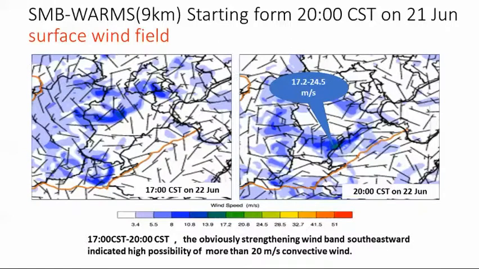Let's see more details in the surface wind field at 17 o'clock and 20 o'clock. In these 3 hours, the obviously straightening wind band southeastward indicates a high possibility of more than 20 meters per second convective wind.